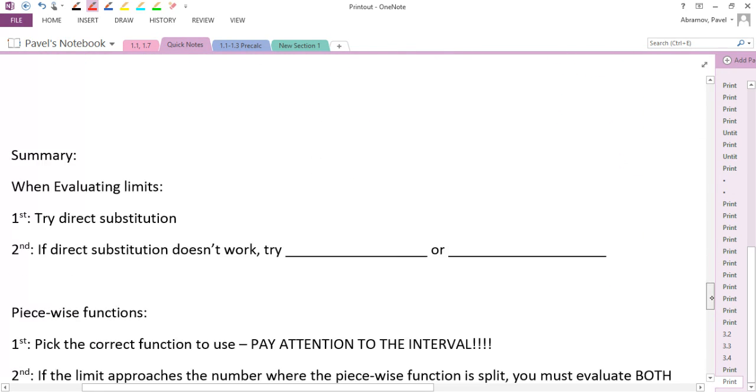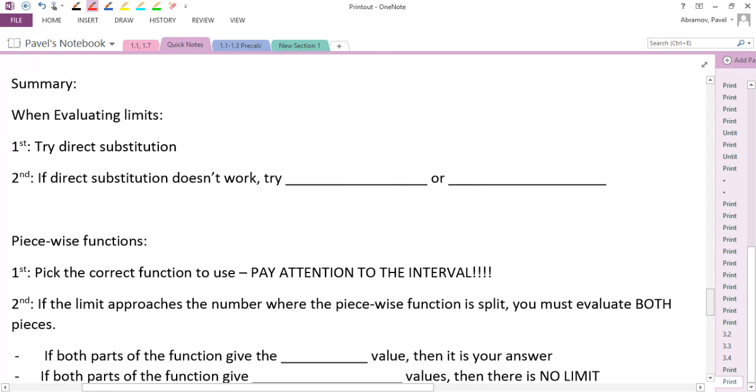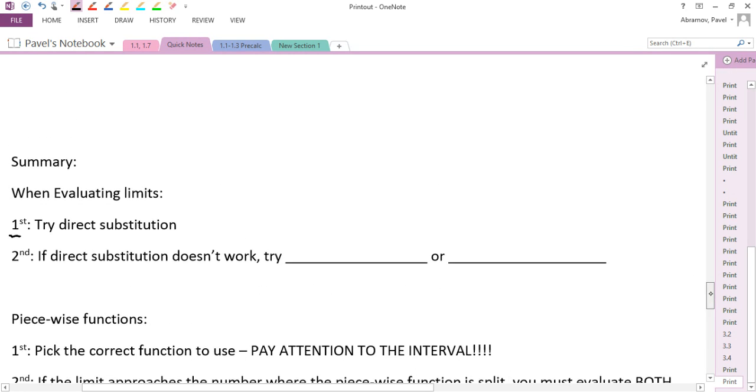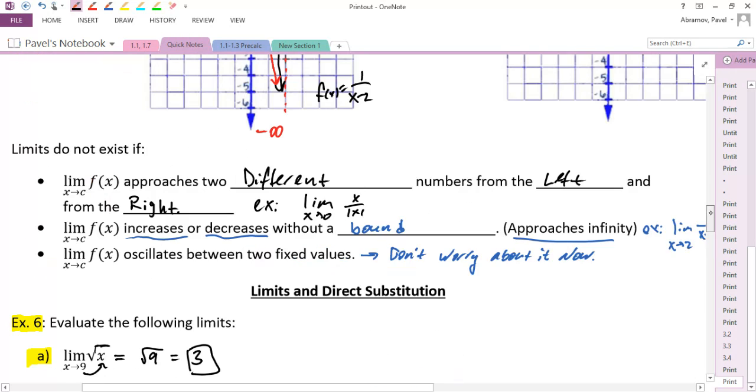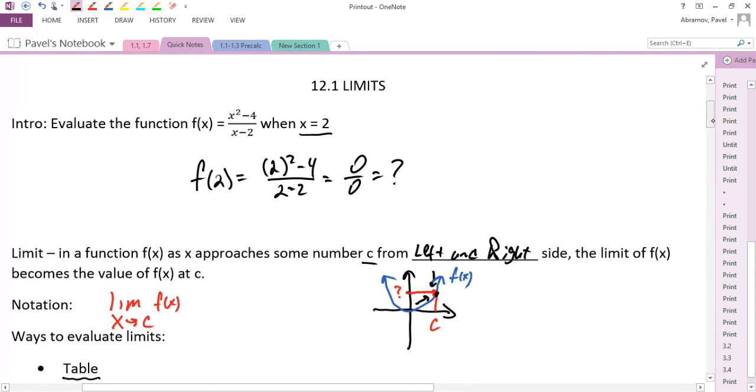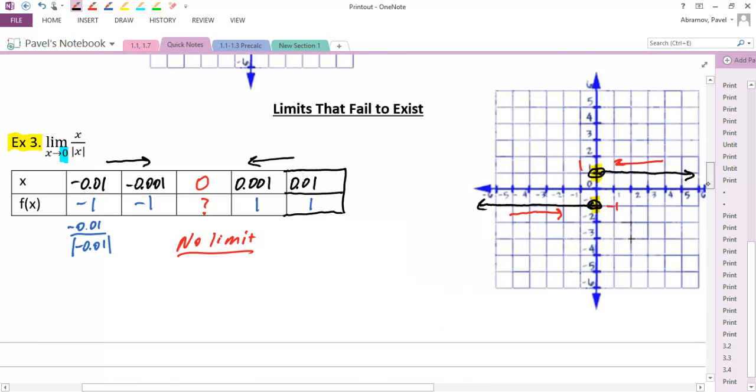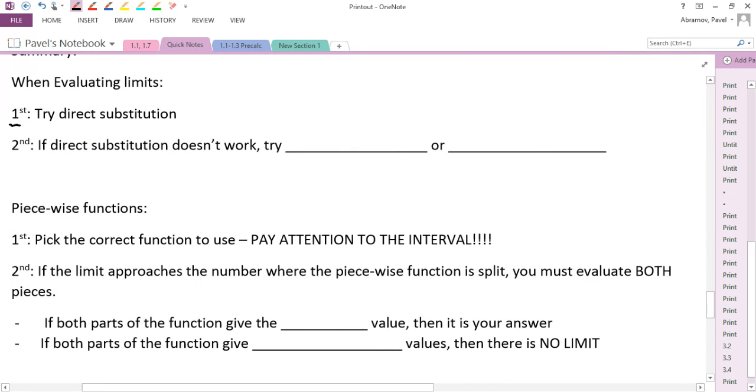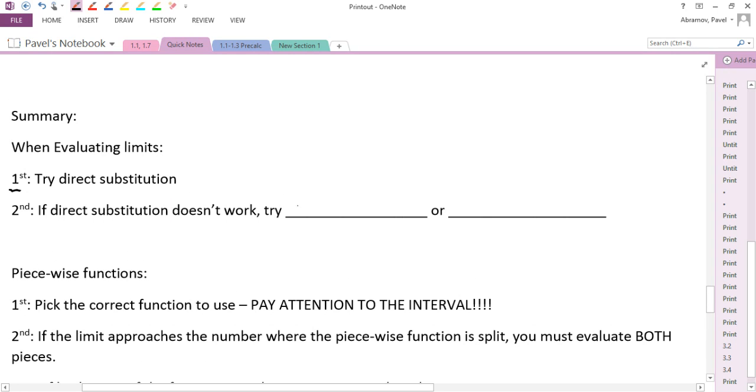So let's do a quick summary. When evaluating limits, unless a question specifies otherwise, if you have a choice, the first thing you should always try is direct substitution. It's always the easiest way. But once again, just like with our original question right here in the very beginning, direct substitution doesn't always work. If direct substitution doesn't work, if it gives you some kind of undefined weird answer, then try either a table or graph.